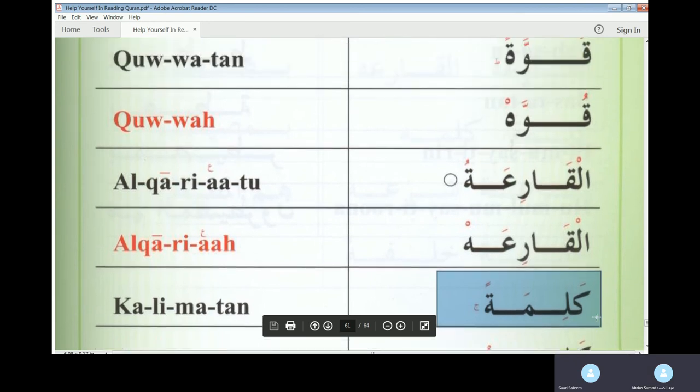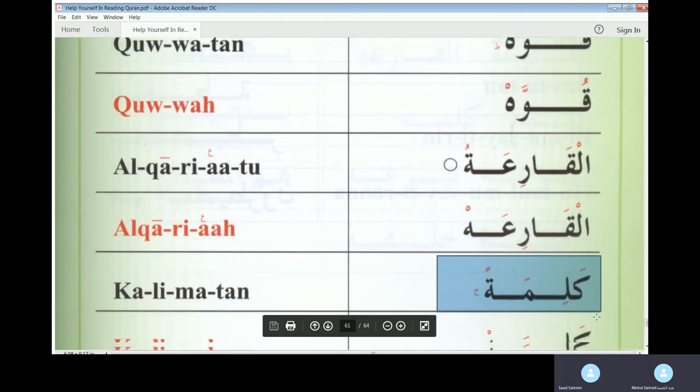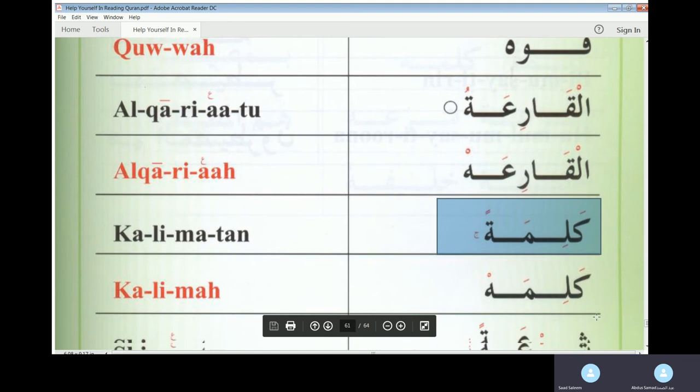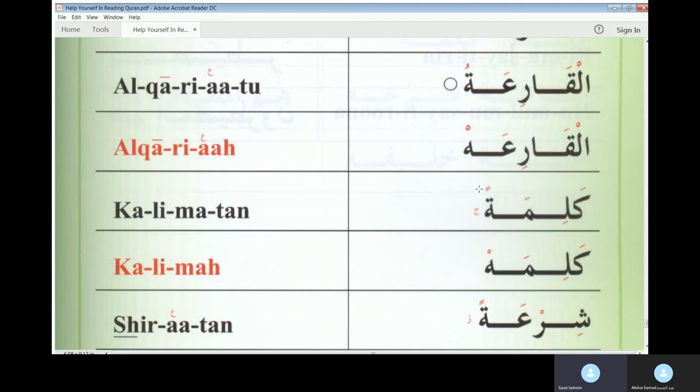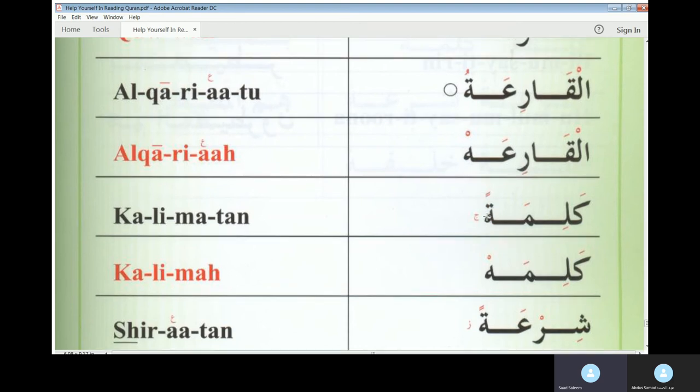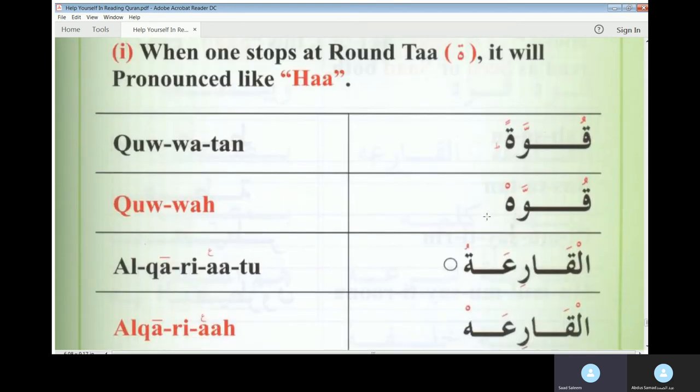So it has some type of tanween over the top of it, and it's pronounced as ha and not ta? No, this is just a rule that whenever you stop at ta marbuta, it changes into ha. This is the quality of ta marbuta, that it changes itself into ha when we stop here.